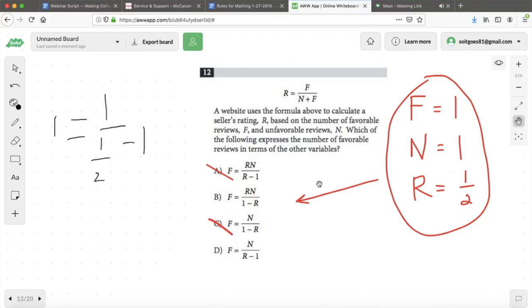Is that a true statement? No, it's going to be negative. You've got something smaller being divided, and you're subtracting something bigger from something smaller. It's going to be negative in the denominator, so we can eliminate D. And we can confirm it's indeed answer choice B.